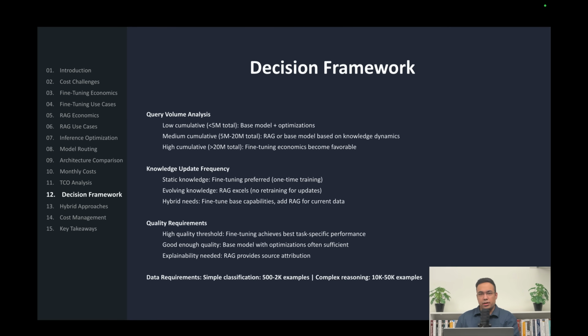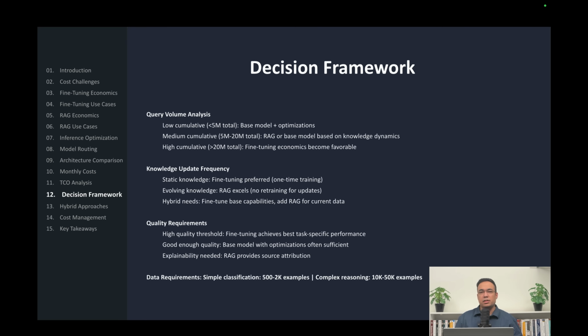The third is quality requirements. For high quality thresholds where you need the absolute best performance, fine-tuning typically achieves the best task-specific performance because the model is optimized end to end for your specific use case. For good enough quality where perfection is not required, base model with optimization is often sufficient and much faster to deploy. When explainability is needed and you must be able to cite the sources, RAG provides a much more natural citation framework.